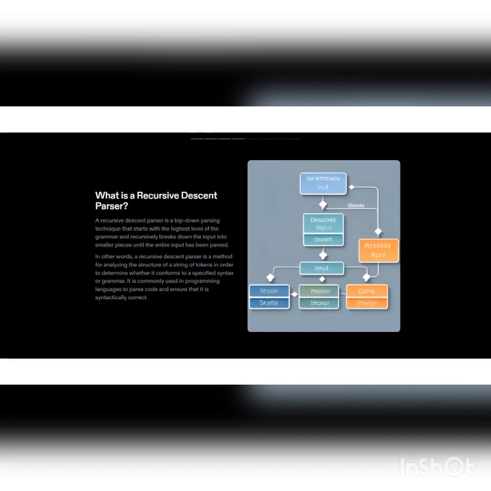It is a top-down parser technique that starts with the highest level of the grammar and recursively breaks down the input into smaller pieces until the entire input has been parsed. In other words, a recursive descent parser is a method for analyzing the structure of a string of tokens in order to determine whether it conforms to a specified syntax or grammar. It is commonly used in programming languages to parse a code and ensure that it is syntactically correct.